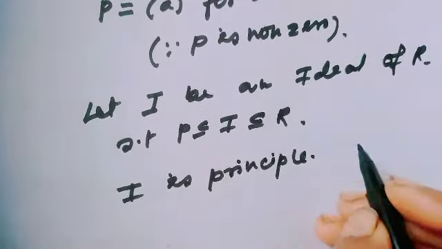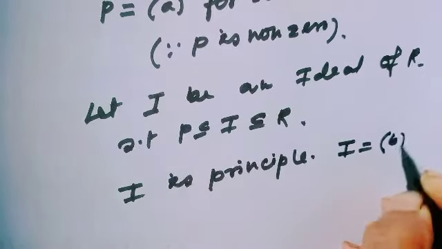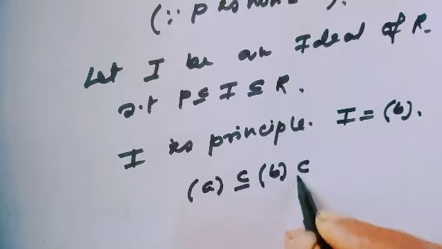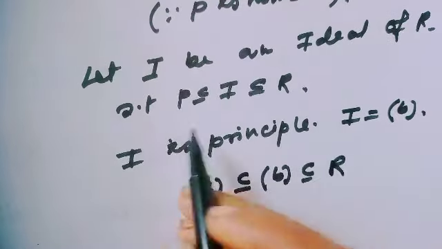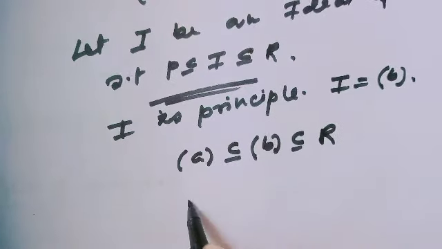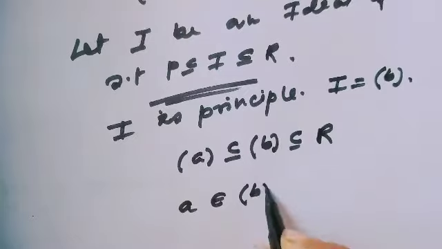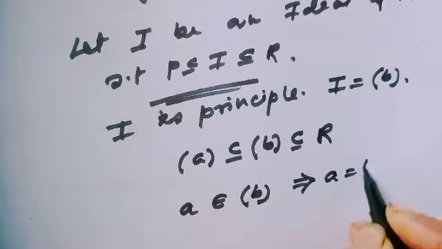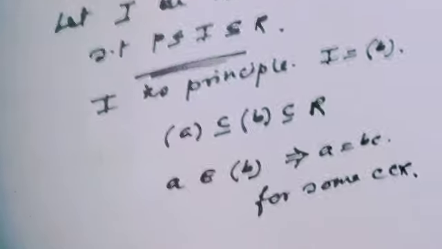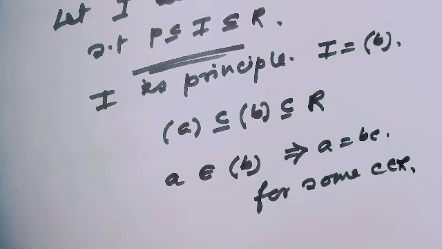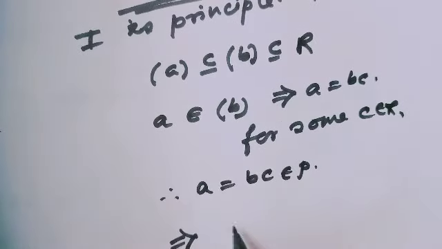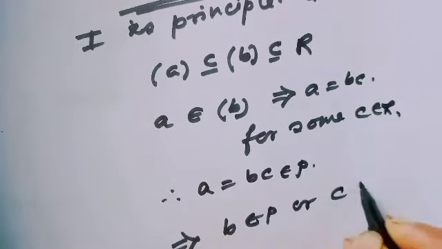then consider I is generated by b. That means the ideal generated by a is contained in the ideal generated by b, which is contained in the ring R, by the assumption. And from this line we can tell easily that obviously a belongs to the ideal generated by b. That implies a equals bc, for some c belonging to the ring R. Since P is a prime ideal, a equals bc belongs to P. That implies either b belongs to P or c belongs to P.